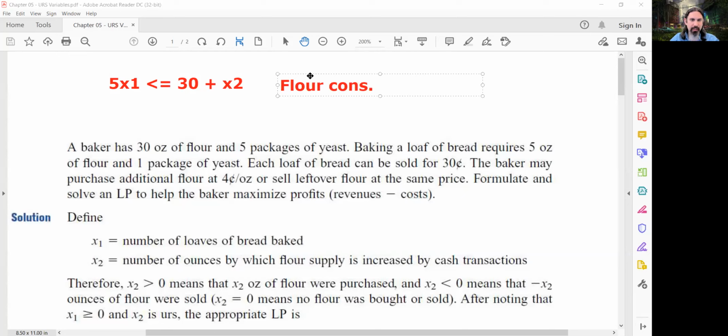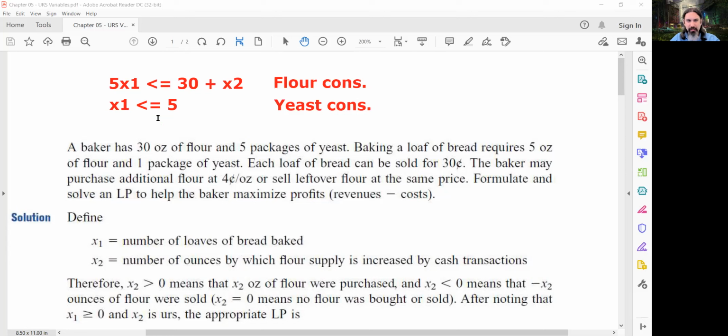So, what do I also have? The yeast constraint, which is 5 packages of yeast. Okay, so it requires 1 package of yeast, which means that x1 is less than or equal to 5. And this is the yeast constraint. So this one is the yeast constraint. Now I have my 2 constraints. I have also sign restrictions, etc., but I don't need them right now.